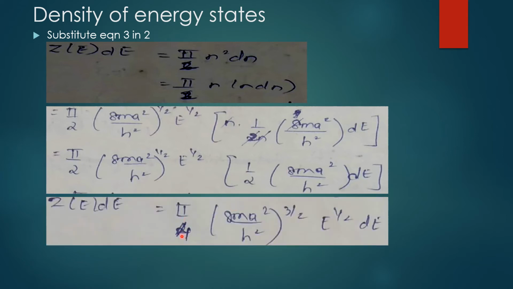We get π/4 into (8m a²/h²) the whole raised to 3/2 into E raised to half dE. Equation 4.